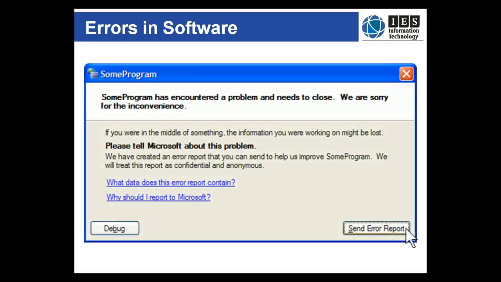Inevitably, there will be errors in software. Software is written by human beings and we don't always get it right. Now, throughout the rest of the IT course, you will come across situations and examples which will help you understand why errors exist in software.